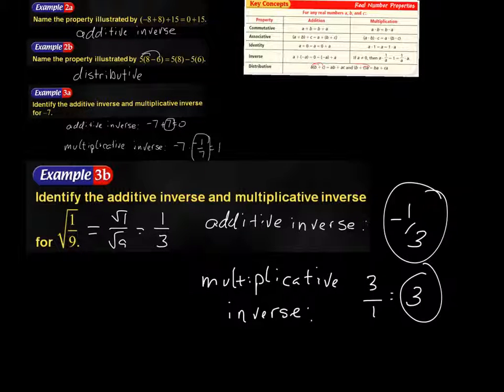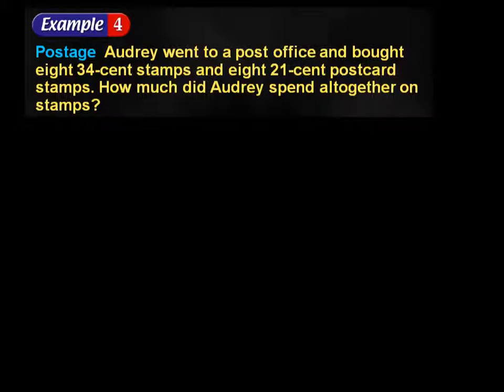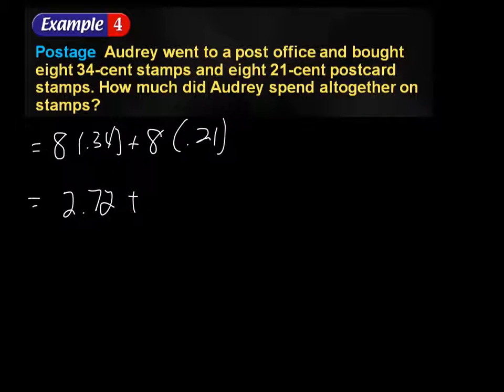Next, we need to look at ways to apply the distributive property. Audrey went to a post office and bought 8 34-cent stamps and 8 21-cent postcard stamps. How much did Audrey spend altogether on the stamps? Okay, so we could just simplify it as it's written. Using a calculator, 8 times 34 cents is $2.72. 8 times 21 cents is $1.68. And when we add, we get $4.40.